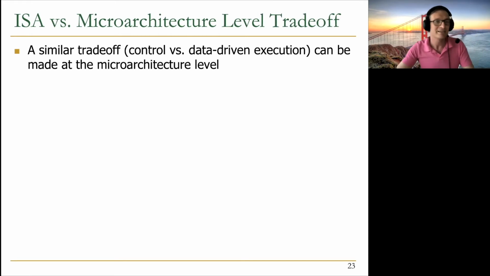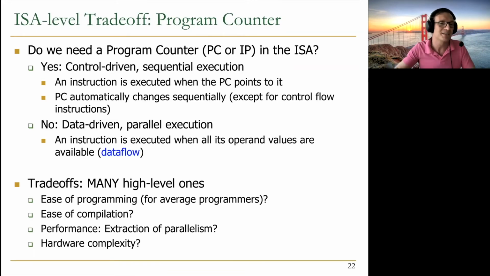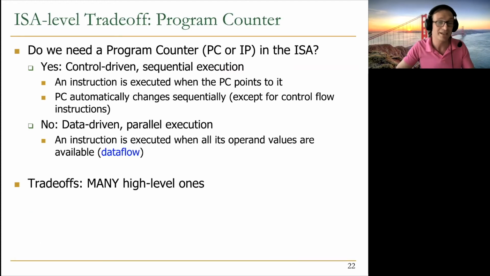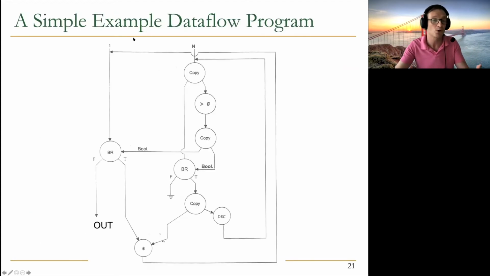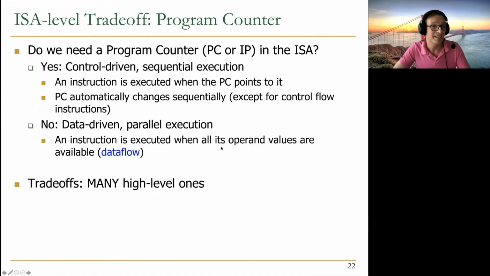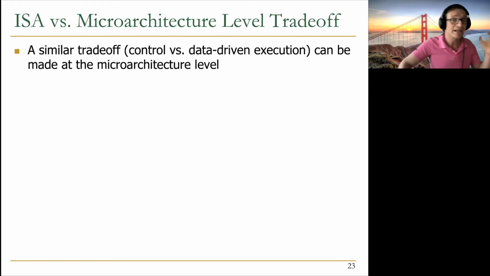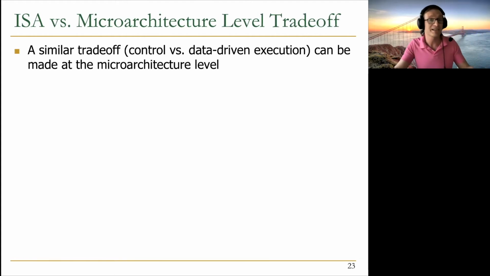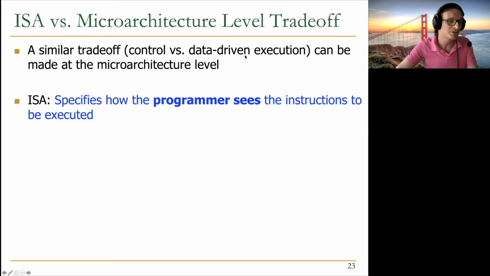Okay, now I've given you the ISA level or model level trade-off, whether you want to expose this to the programmer. Here we're exposing it to the programmer, right? We're programming a data flow machine, if you will. But there's a similar trade-off that can be made at the microarchitecture level as well. You can say, I want to have control-driven versus data-driven execution. So let me go into microarchitecture a little bit more.